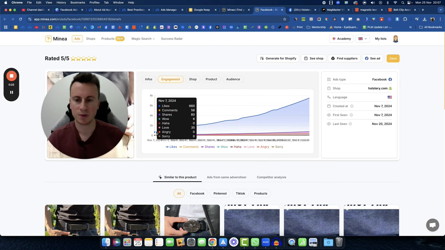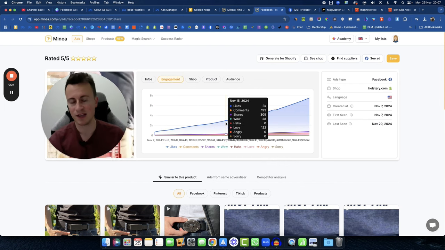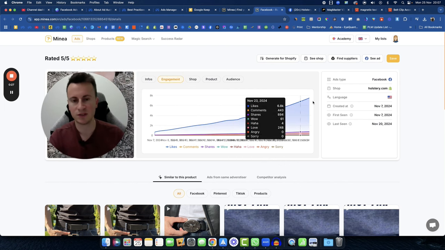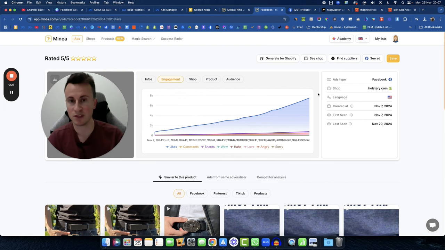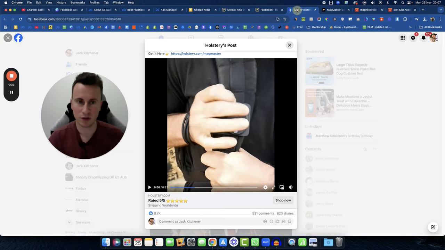The engagement, as we can see, is slow and steady and gradual and increasing. It's not up, down, up, down, up, down. It's consistent growth, which is a really positive sign of a really strong and solid product.